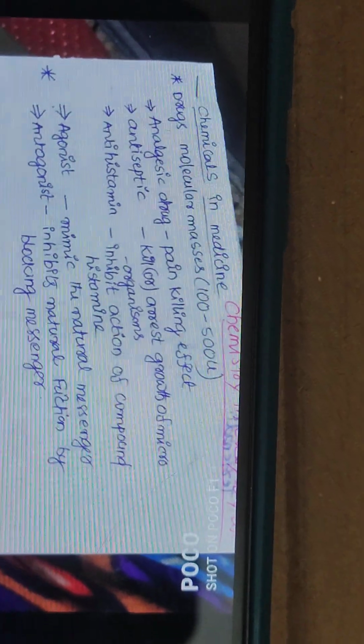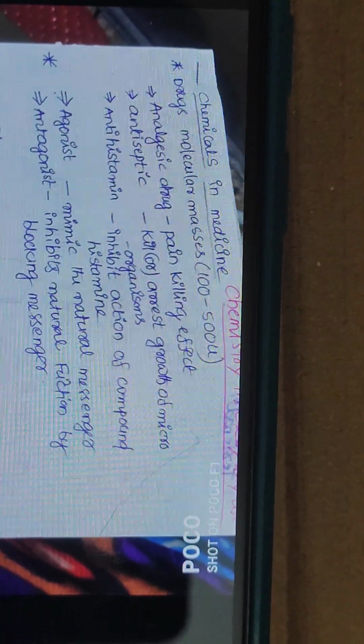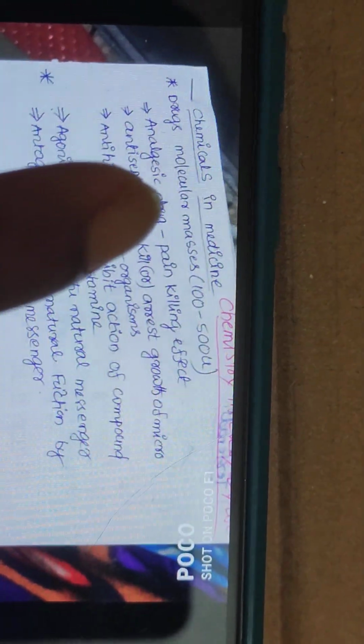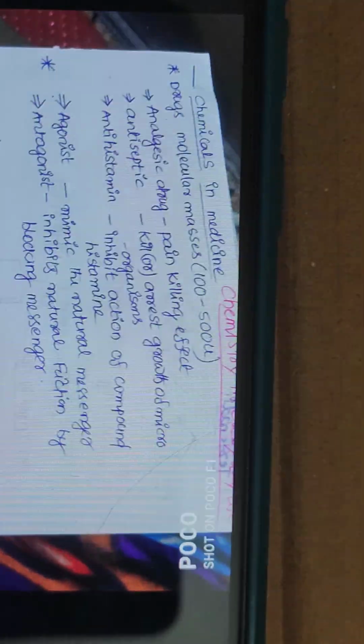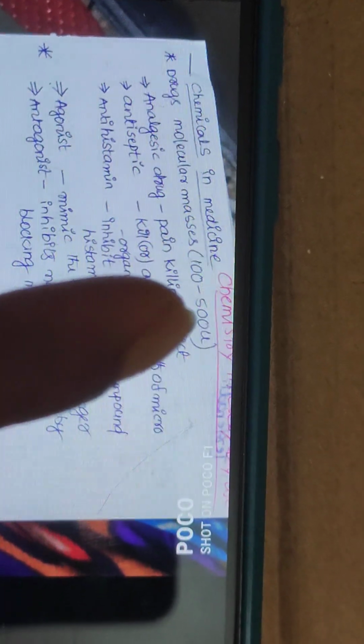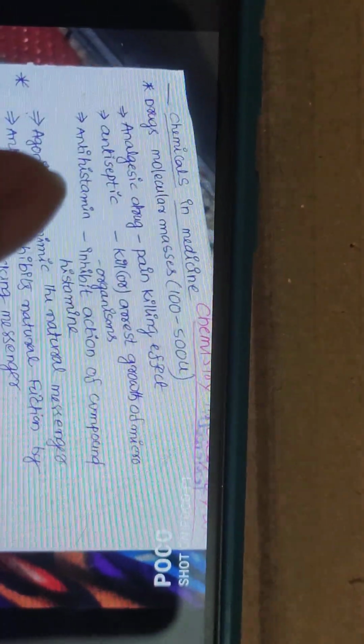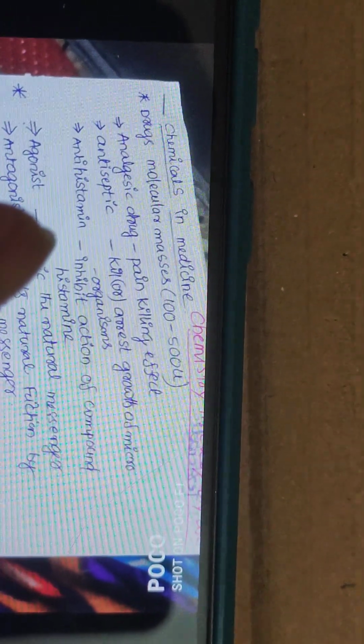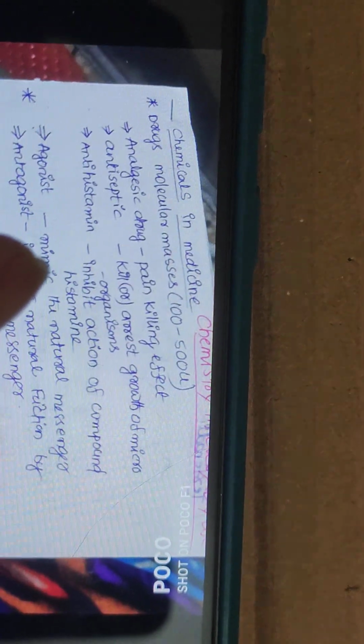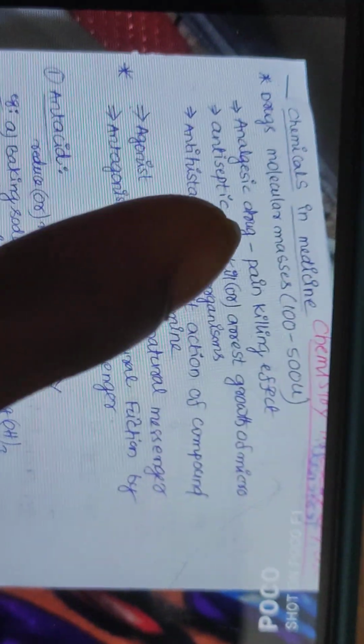It is very important for chemistry, second year chemistry. So first one, drugs molecular masses. Drugs means that molecular masses may be started from 100 to 500 units. Next one, among these drugs, very important drugs we have to know, the first one is analgesic drug.